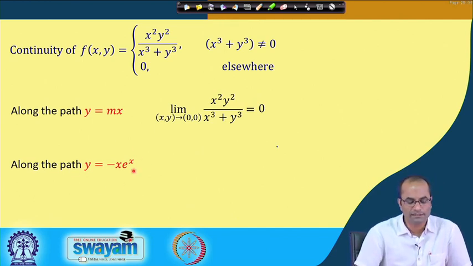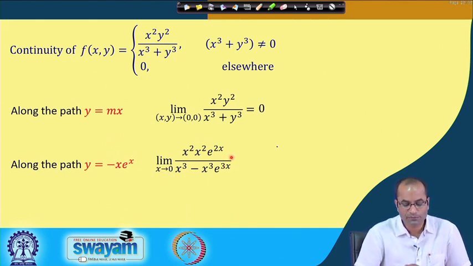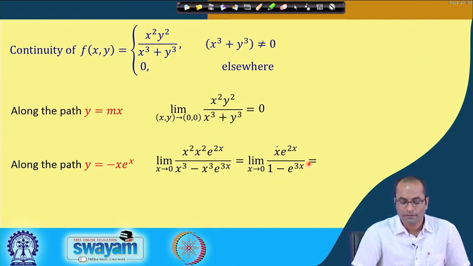But if we take this special path y is equal to minus x e power x, then we are getting here x square, and for y square again x square e power 2 x, and then x cube, and this y cube will be x cube with minus sign and e power 3 x. So, now in this case this x cube will get cancelled. So, we have in the numerator x e power 2 x and denominator 1 minus e power 3 x.